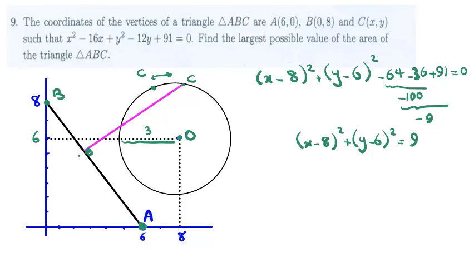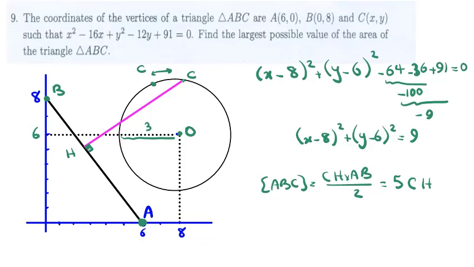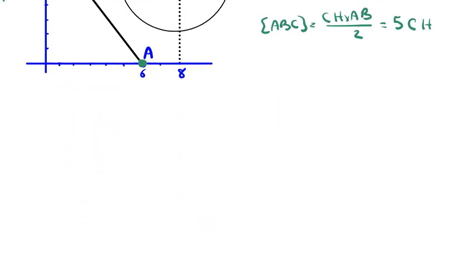I call this one, for example, H. The area of ABC will be CH times AB over 2. AB squared is 8 squared plus 6 squared, so AB is the square root of that, which is 10. It will be 5CH. So because we want to maximize the area of ABC, we should maximize CH. So we have a line outside a circle. We want to find a point such that the distance to this line is maximum.